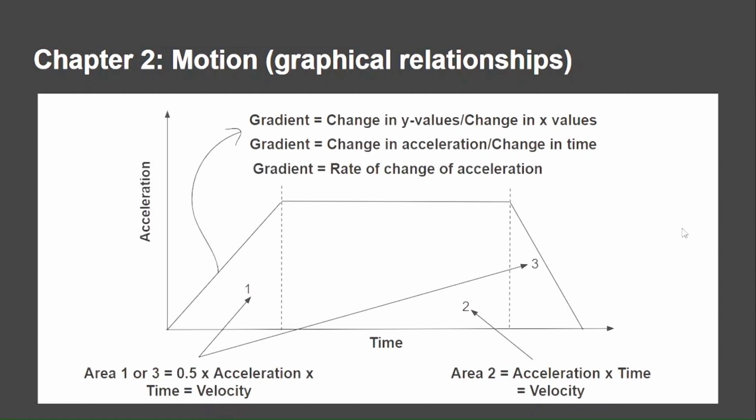Moving on, the third type of graph is the acceleration time graph. You typically never see this graph in IGCSE exams, but I've just included it for completeness here. Again, the gradient would be the change in the y values by the x values. Here, the y values would be acceleration values. The x values would be time values. And if you divide this, you don't really get a quantity. It just tells you what the rate of change of acceleration is, or how the acceleration is changing.